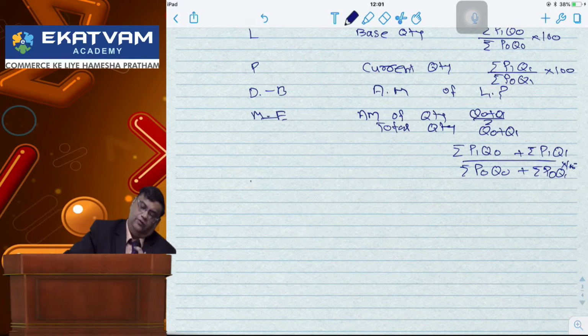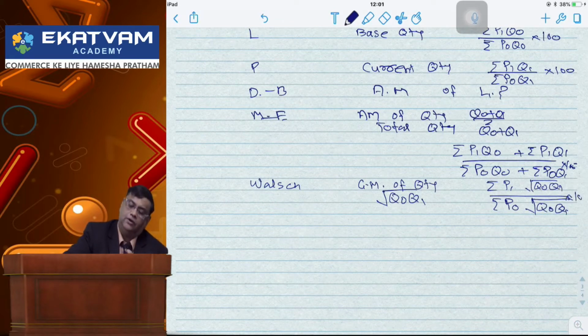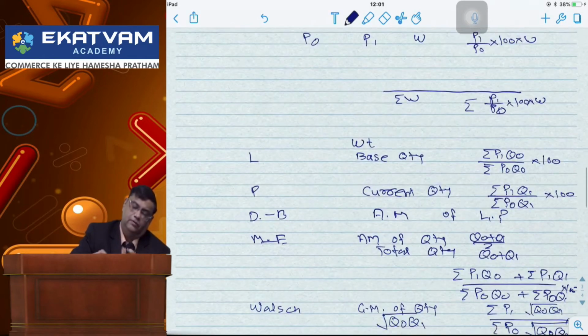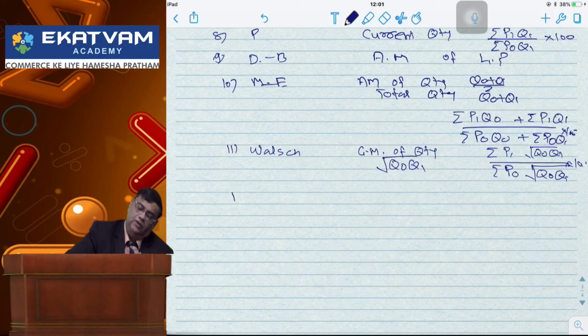Then my question is, tell me what about Walsh's index number? He considered geometric mean of quantity as a weight. That means root of Q0 into Q1 as a weight. So what is Walsh's index number? It is sigma P1 root of Q0 Q1 over summation P0 root of Q0 Q1 into 100. Clear? So this is number 7, this is number 8, this is number 9, this is number 10, this is number 11, and then you have as number 12 is Fisher's index number.